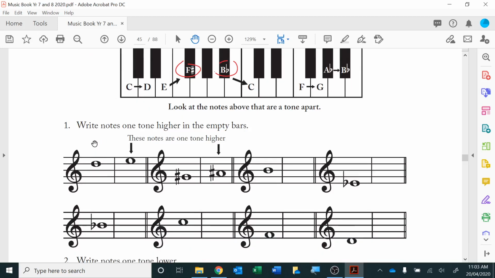So we need white notes one tone high in the empty bar. So what we do is we count two semitones. So we have D, which is here, and E, which is here, and it is already a tone, two semitones. So that one's correct. Then we go here, G sharp.